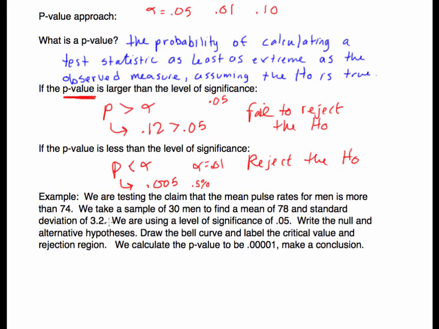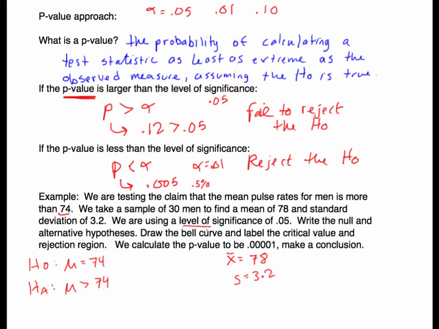Here's an example. We are testing the claim that the mean pulse rate for men is more than 74. We've seen this example, and we already did this in our last video. We're going to write the null and alternative. We're going to assume that the claim is true, that the population mean is 74. And we're also going to test the claim that it's greater than. So the claim that we're testing is greater than 74, versus the null that the mean is equal to 74. We found a sample mean here of 78 with a standard deviation of 3.2.